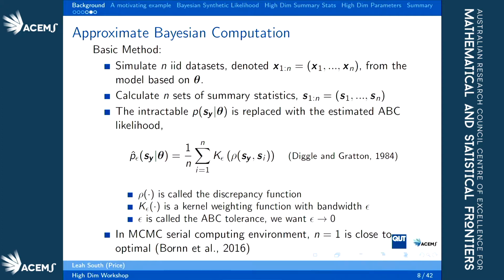And in an MCMC serial computing environment, n equals 1 is close to optimal. So basically, you just simulate a data set, calculate a summary statistic, and then replace your intractable summary statistic likelihood with just this thing here.